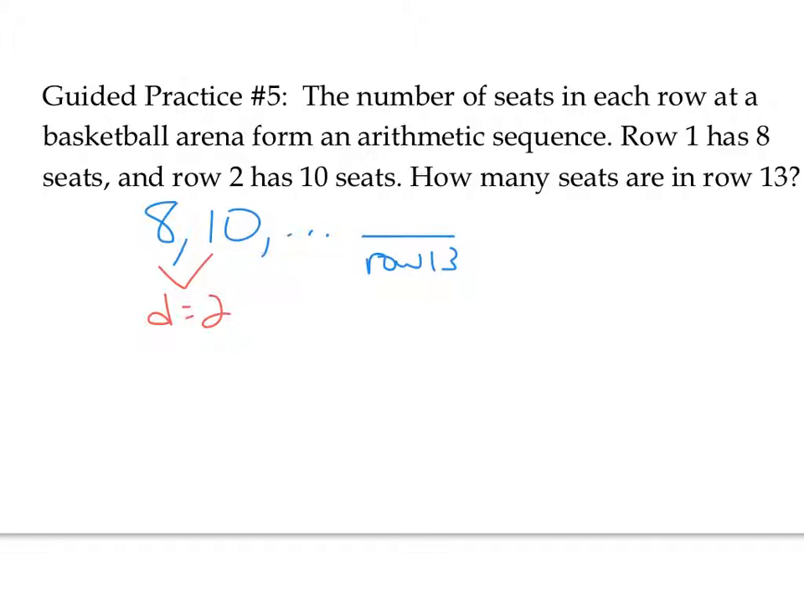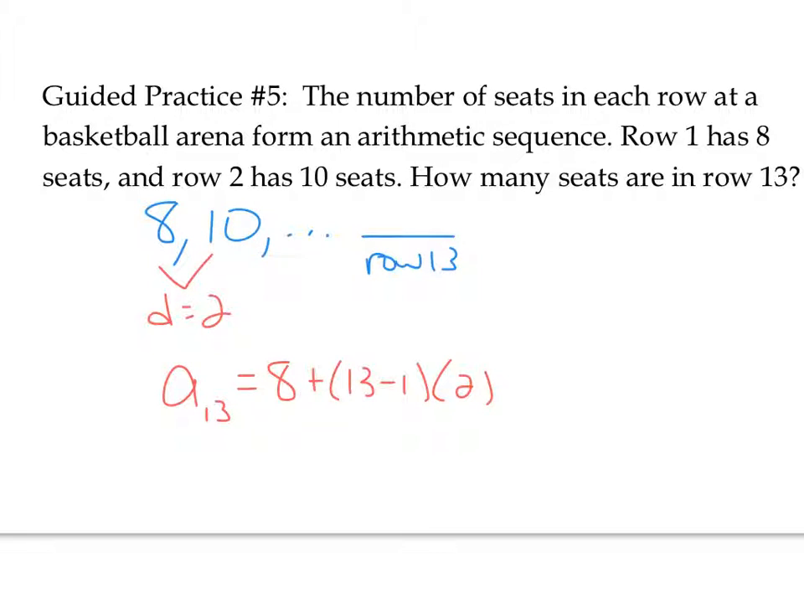So we can write out a sub 13, that's what we want to find, row 13, is equal to 8 plus 13 minus 1 times 2. Again, just to go through where we got those numbers from, this is our starting amount, our a sub 1, which is 8. The 13 is our n, the number we're looking for in our sequence, the 13th row, minus 1, then times our common difference. So that's going to be 8 plus 12 times 2.